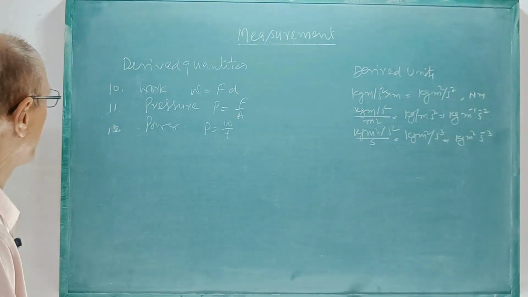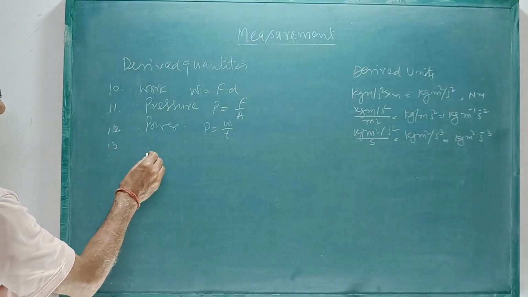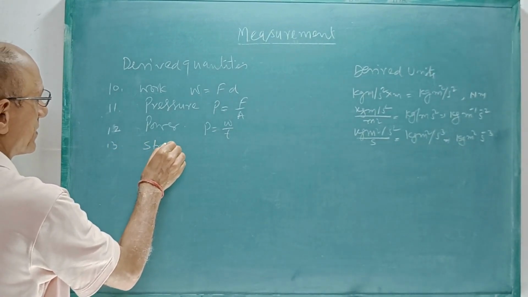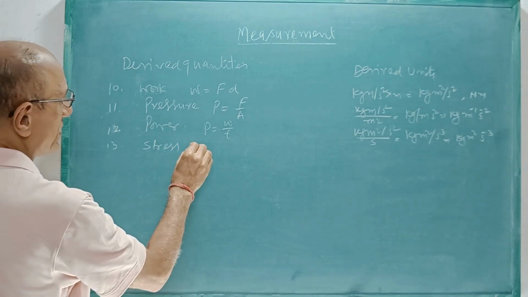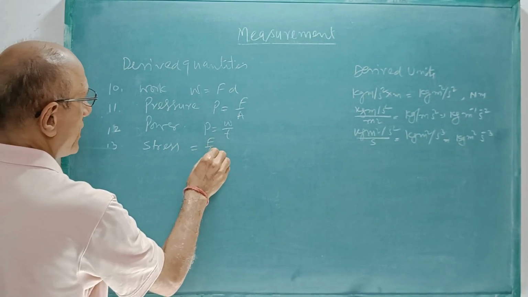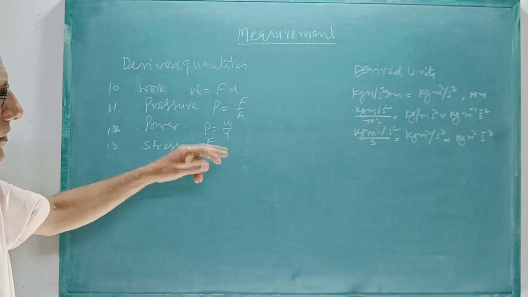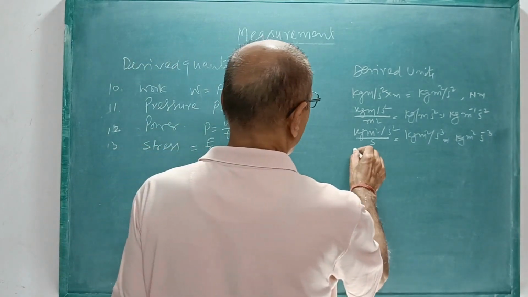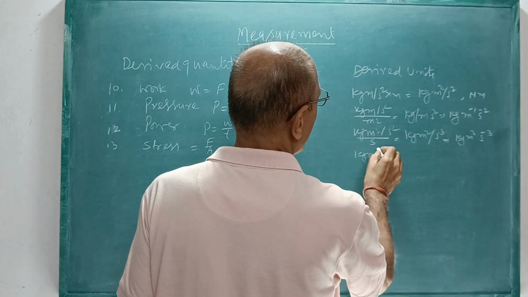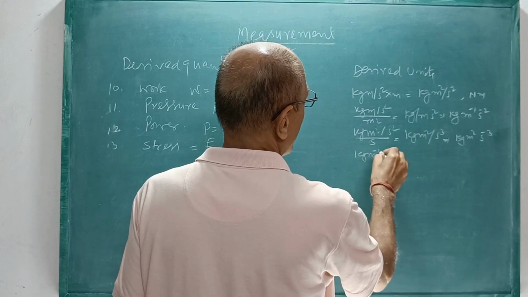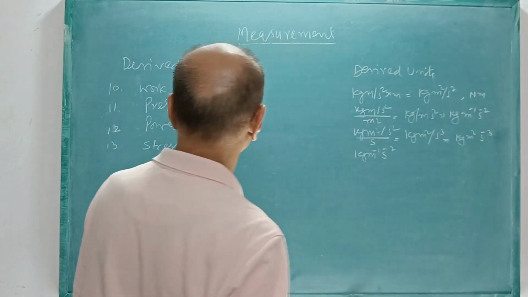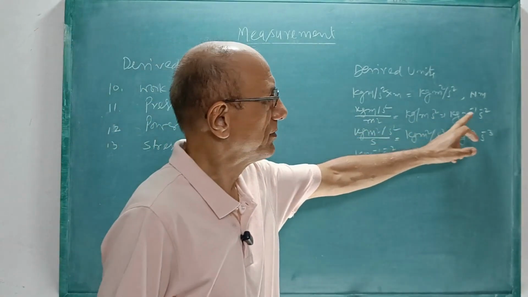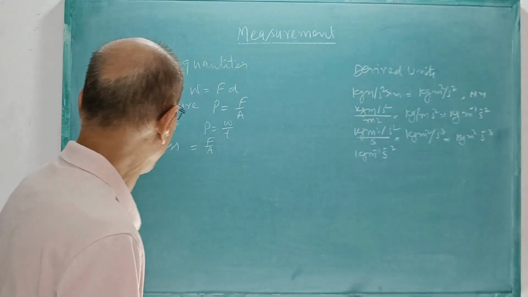easily. Now we can have stress. Stress is force upon area. So it will be the same as that of the pressure. So it will be kg meter minus 1 second minus 2.